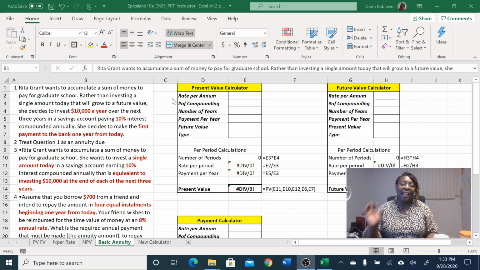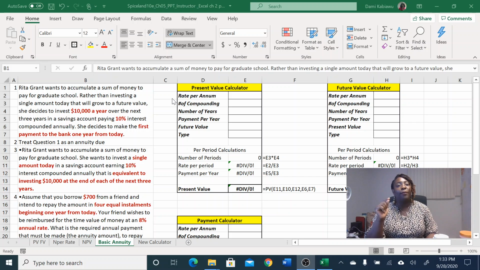Hello. In this section of the video, we're going to be looking at annuities. An annuity is a level stream of cash flows at equal time intervals. So an example will be mortgage payments or car loans or any loan that requires you to make the same fixed payment every single period until it's done.